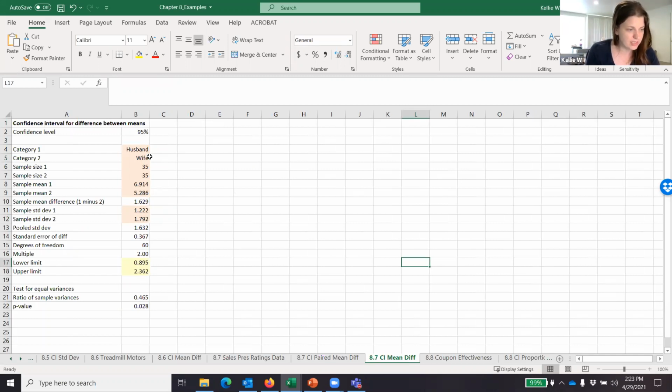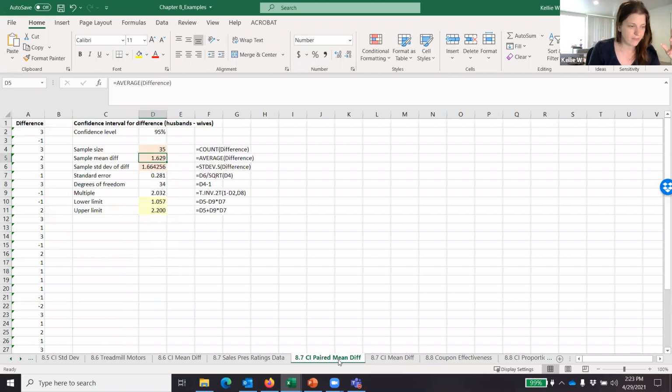Okay, so if we had instead treated them as separate, we could have run the example as if they were motors. And we would have gotten much different results. So notice the lower and upper limits now are between like 0.8 and 2.3 versus the 1 to 2.2. Because we treated them as a paired sample, we reduced some of the variability, basically.